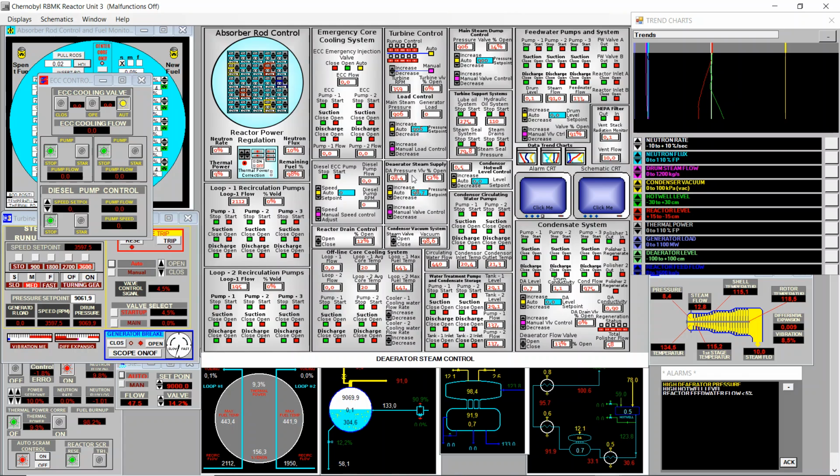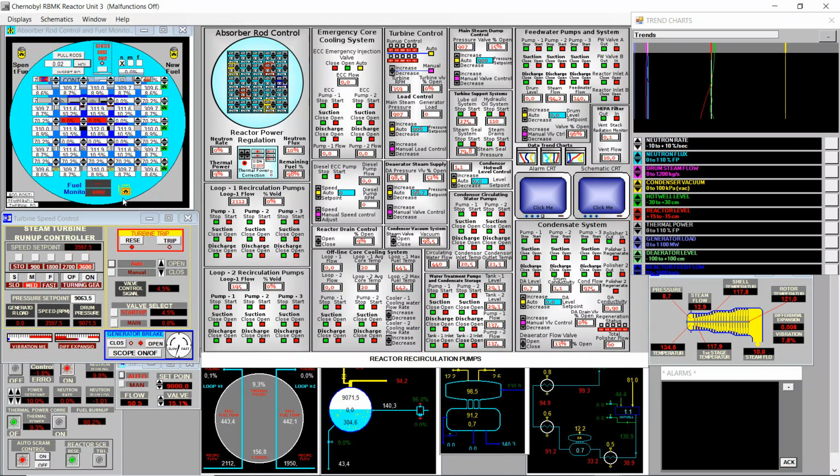So I'm not sure how the simulator can deal with that, and definitely I'm not sure how the simulator will simulate this catastrophic event in which you have a sudden increase of boiling in the reactor. We'll see. Okay, this seems to be perfectly at the right speed. I will turn on the scope.